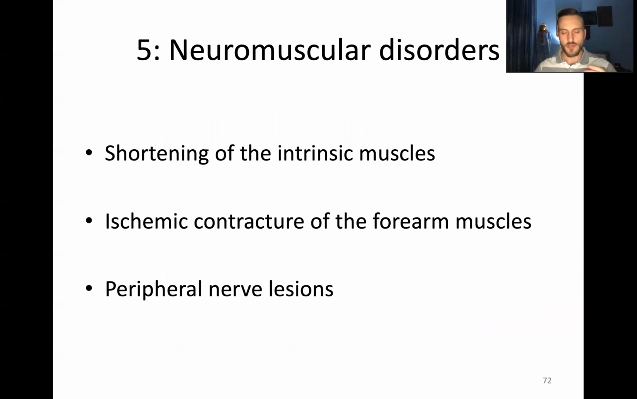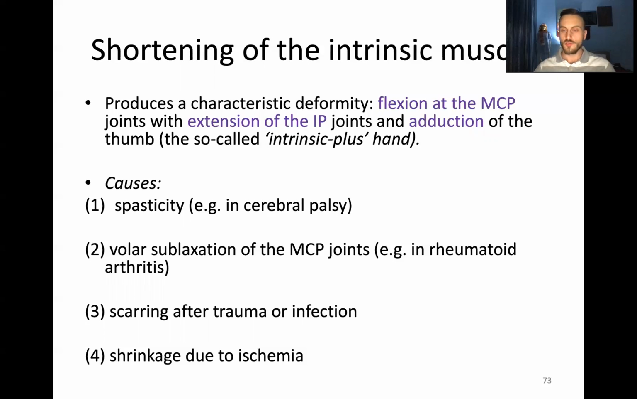Neuromuscular diseases is very wide. We have a lot of diseases. It's complicated. It's a gray zone between pediatric orthopedics and pediatrics. So we have shortening of the intrinsic muscles, ischemic contractures of the forearm, peripheral nerve lesions. So shortening of the intrinsic muscles, the characteristic deformity, flexion of the MCP, extension of the interphalangeal joint, and adduction of the thumb, okay, which is called intrinsic plus hand.